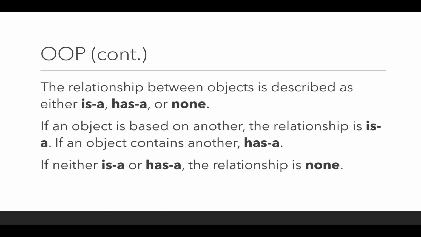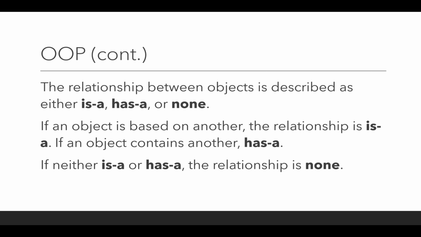So for example, I'm human and my parents are human. The relationship then is that I am a human because my parent is a human and I am based on my parent, therefore I am also a human. That is an object based on another, the relationship is a. One is another.